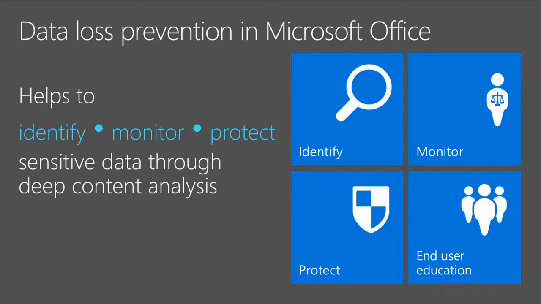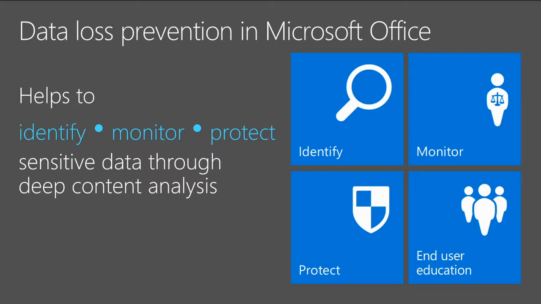When we think of data loss prevention, there are really four main pillars we focus on, and that drives how we invest in the features and the kinds of scenarios we bring forward in our capabilities. So it's the ability to identify, monitor, protect, and provide end-user education.